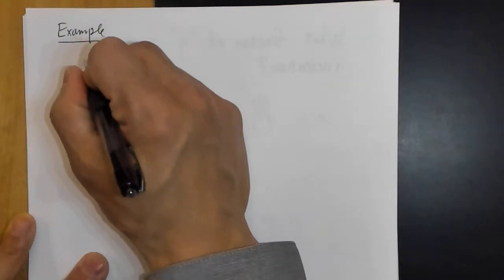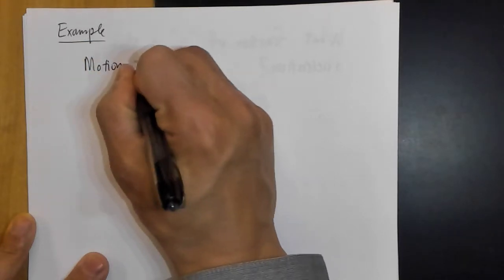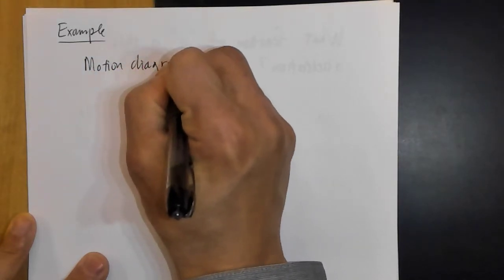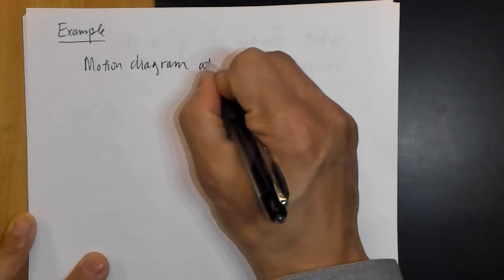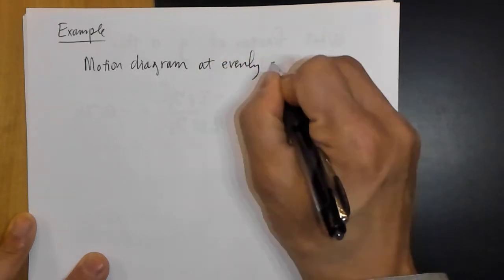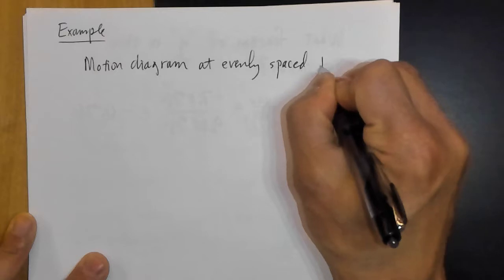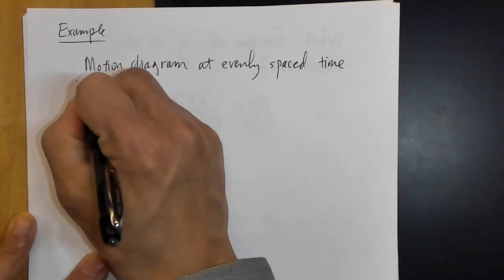By the way, the problems we're doing today are a little bit on the easy side. They'll get harder tomorrow. The following is a motion diagram. Here's a motion diagram at evenly spaced time intervals. So that's what a motion diagram is.